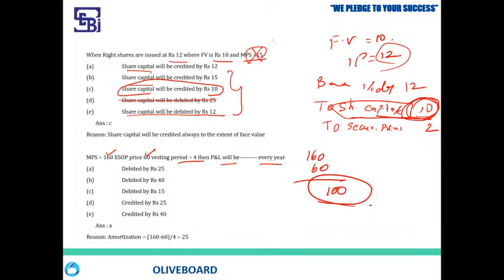All right. Now if there is any vesting period, then the accounting standard says that the total cost should be amortized over the vesting period. So now the total cost here is 100, divided by 4. What is the vesting period? How many years? 4. So each year I will be charging my P&L 25 rupees. Now charging my P&L means what? I will be debiting my P&L 25 rupees. So the answer is A.